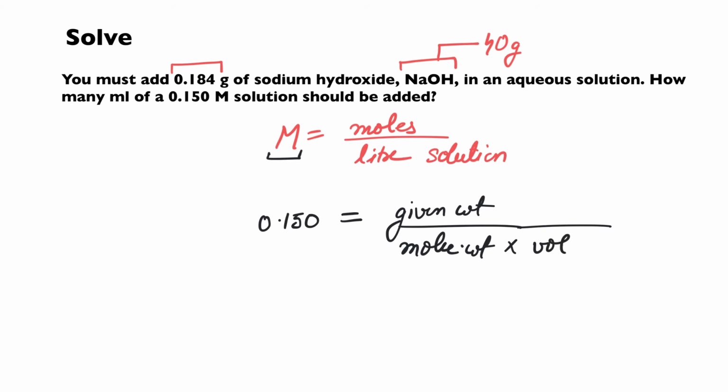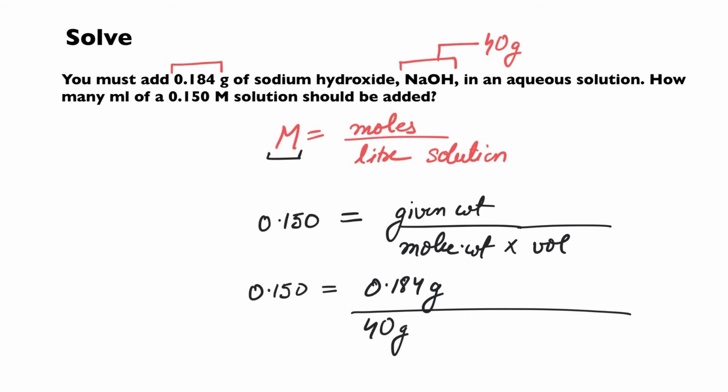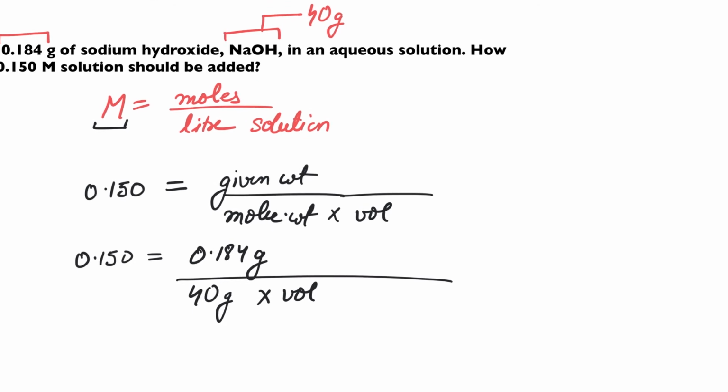So do we have the given weight? Yes, we do. We must add 0.184 grams. Do we have the molecular weight? Yes, we do. That is 40 grams. What do we not have? We do not have the volume of solution which we must take in order to find out.